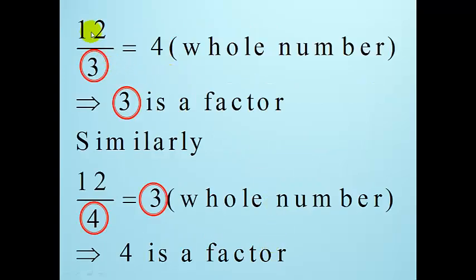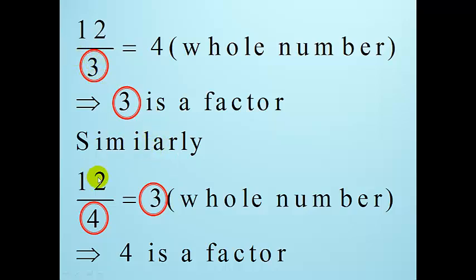Now, let's consider this. When we divide 12 by 3, the answer is 4, and 4 is a whole number. This implies that 3 is a factor, because when we divide 12 by 3, we are getting a whole number. That makes 3 a factor.